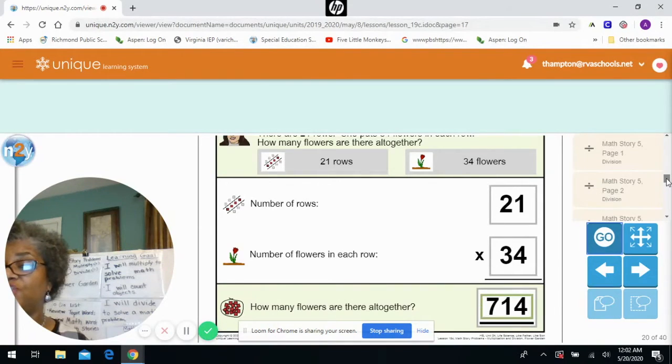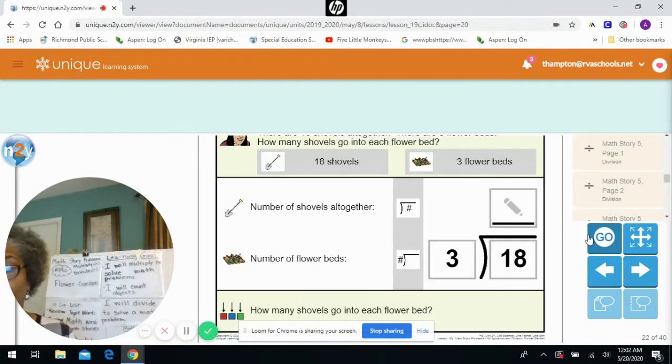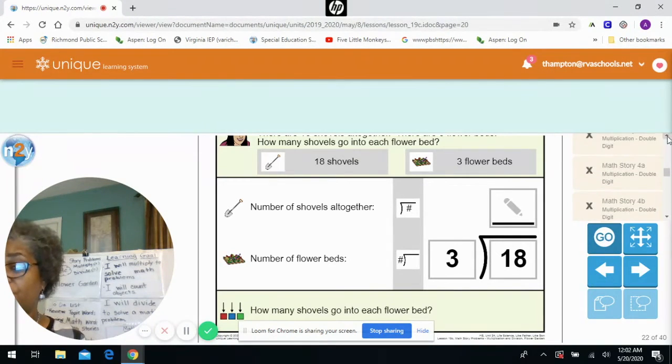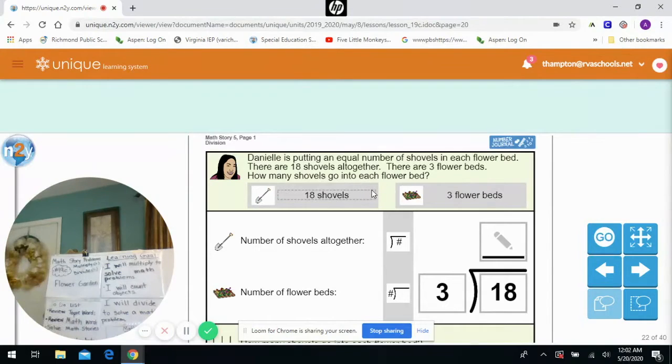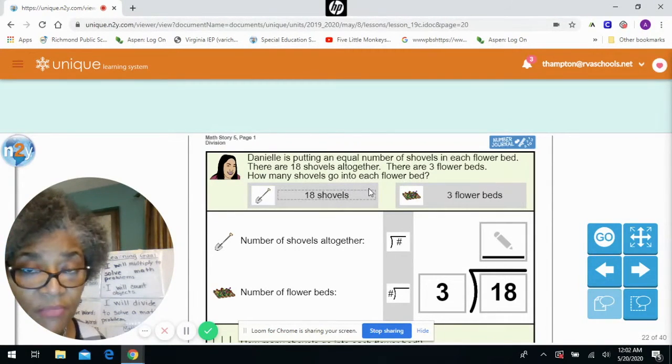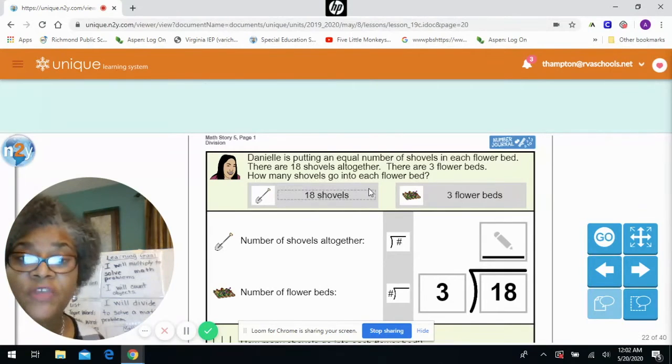Let's try some division. All righty, now with division, let's go back up. Yes, division. There we go. All right, so we're dividing this time. Remember what divide means? You're breaking things into parts, okay? So Danielle is putting an equal number of shovels in each flower bed. There are 18 shovels altogether, and there are 3 flower beds. How many shovels go into each flower bed?